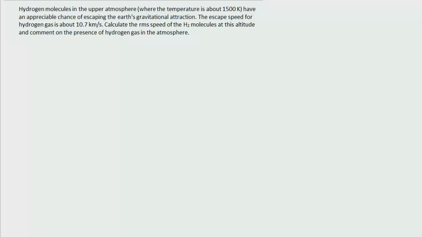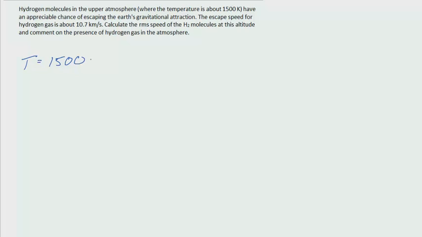In our second problem, it states that hydrogen molecules in the upper atmosphere, where the temperature is about 1500 Kelvin, have an appreciable chance of escaping the Earth's gravitational attraction. The escape speed for hydrogen gas is about 10.7 kilometers per second. Calculate the RMS speed of the hydrogen molecules at this altitude and comment on the presence of hydrogen gas in the atmosphere.